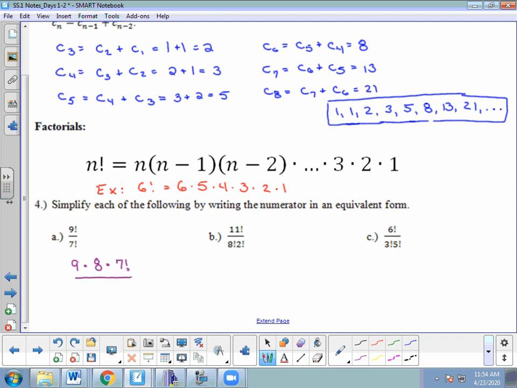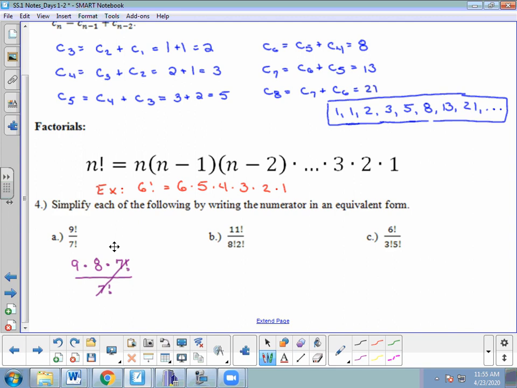Well, why did I choose to stop at 7 factorial? If you take a look at the denominator, we may notice that the denominator is 7 factorial. If I wrote this all out, 7, 6, 5, 4, 3, 2, 1, all over 7, 6, 5, 4, 3, 2, 1, we'd see a lot of terms would cancel each other out. So instead of writing all that out, I can stop the numerator at 7 factorial, and then cancel out the 7 factorials.